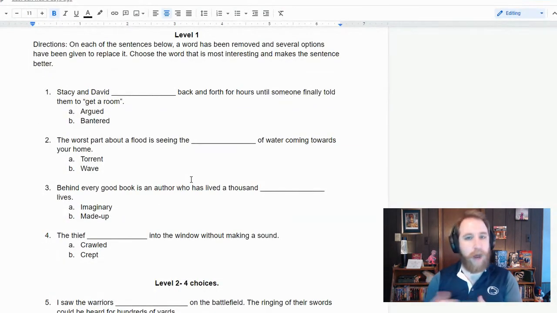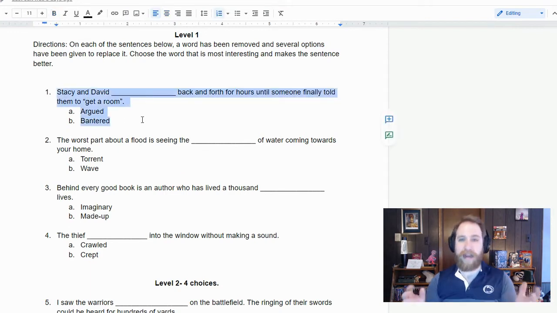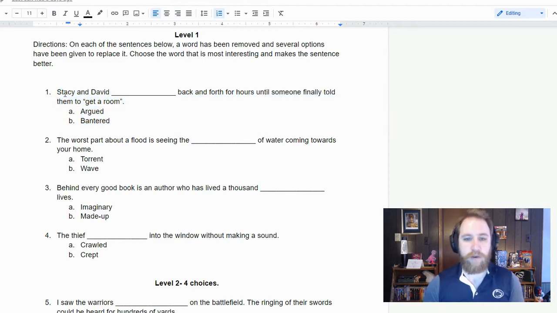So why are we doing this? We're doing this in order to help you choose and identify more meaningful words in a sentence and understand that those words mean more than one thing, okay? So we will use this first one as an example. So here we have Stacy and David blank back and forth for hours until someone finally told them to get a room. All right, so what does this mean, right?